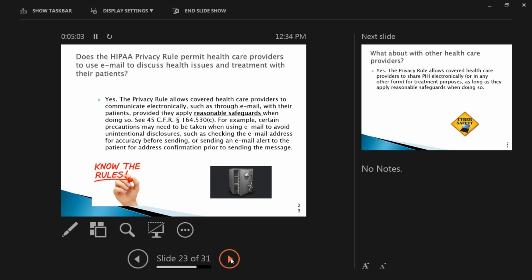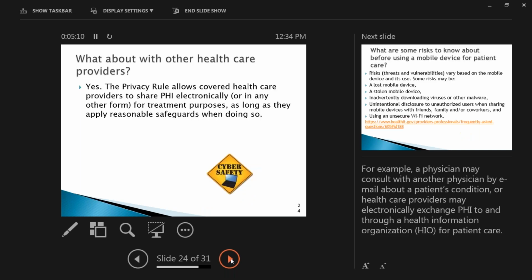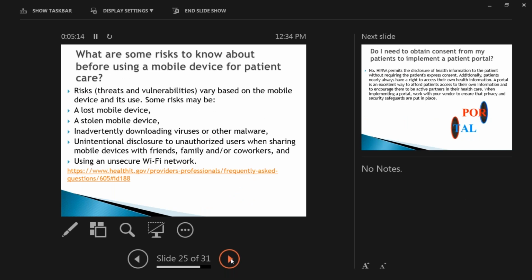Can we use email with other healthcare providers? Absolutely. There's no issue there. We just need to make sure we have reasonable safeguards. And how about some risks to know about before using a mobile device for patient care?